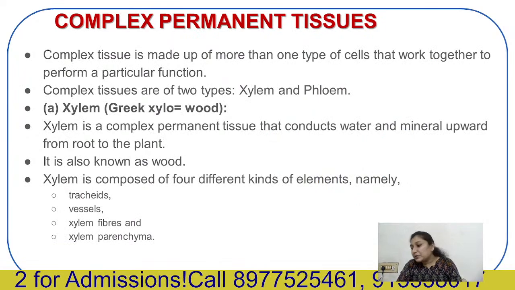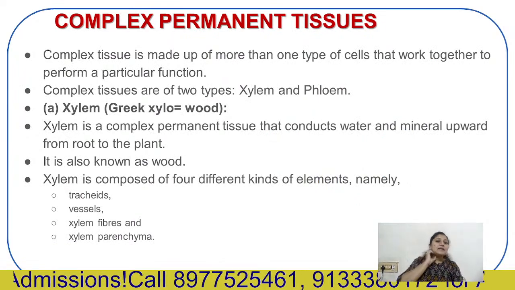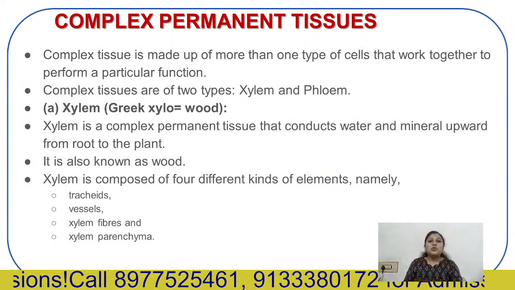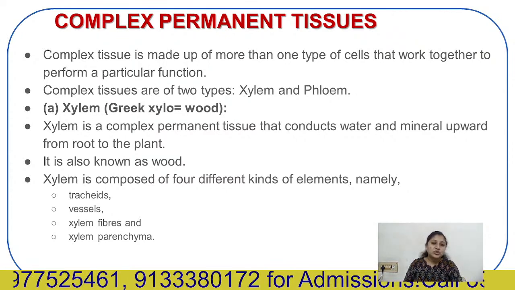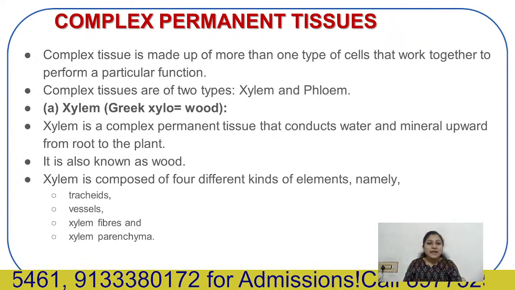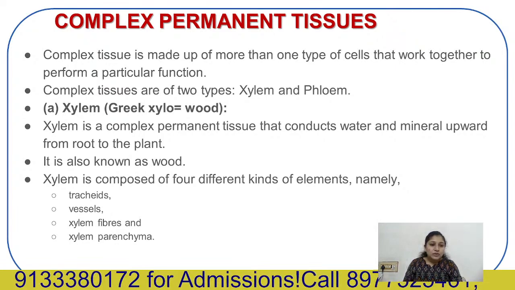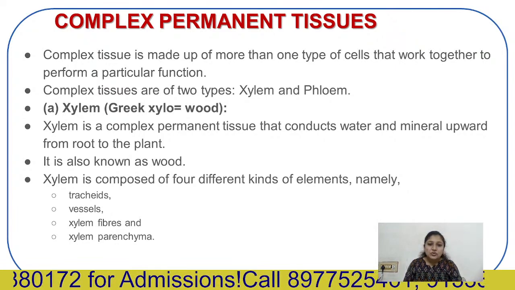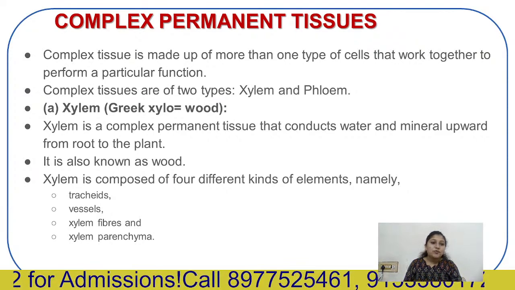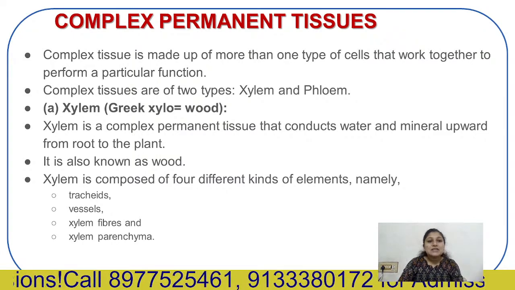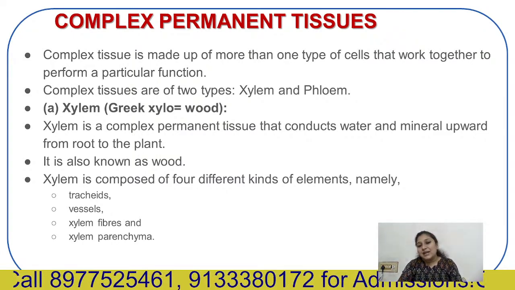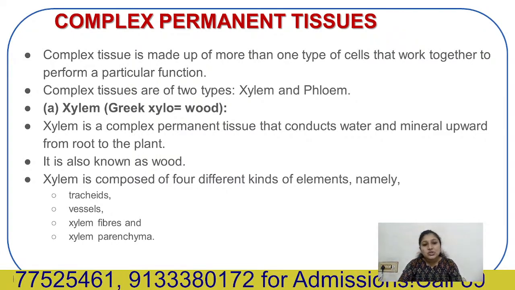Now, complex permanent tissue. Complex tissue is made up of more than one type of cells that work together to perform a particular function, like xylem and phloem. Xylem is a complex permanent tissue that conducts water and minerals upward from the root to the plant. Xylem, the meaning of xylo is wood, so this is also known as wood.